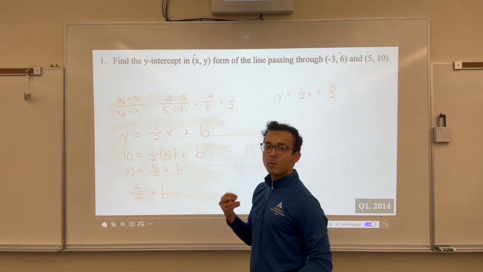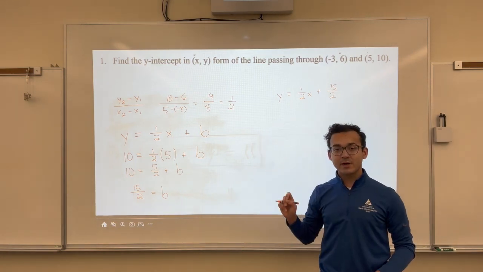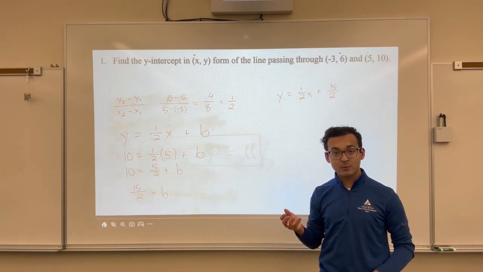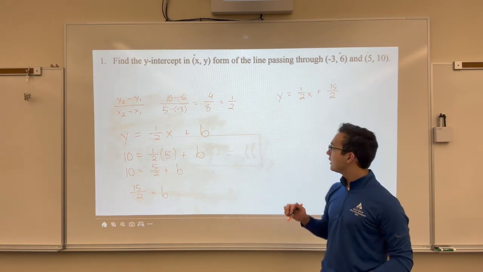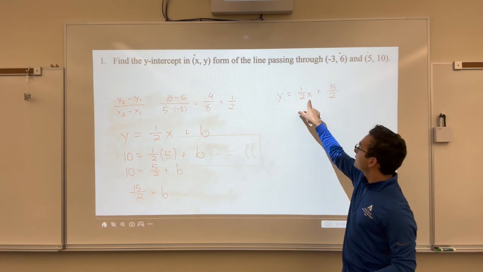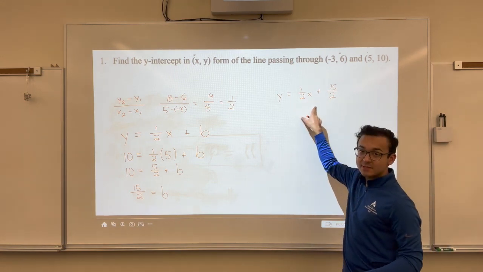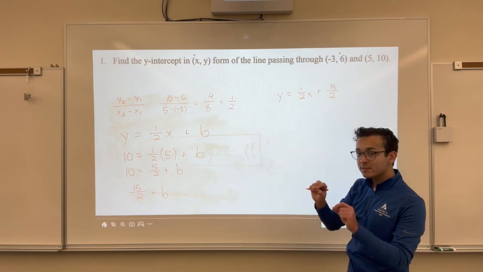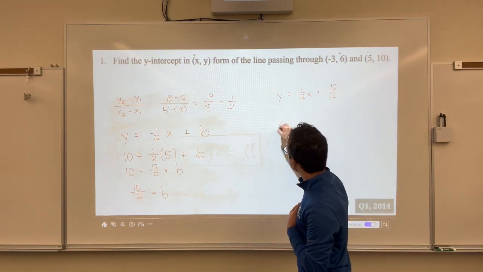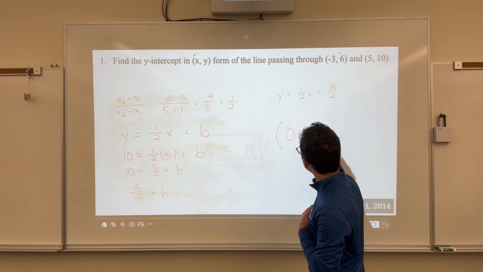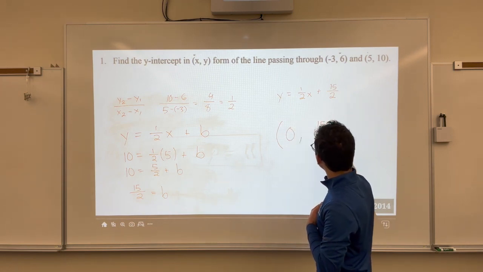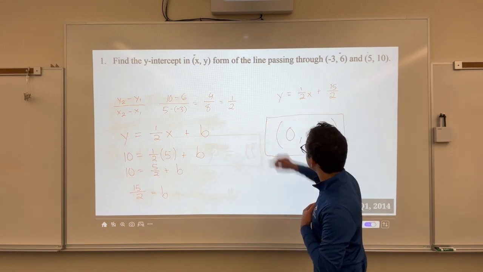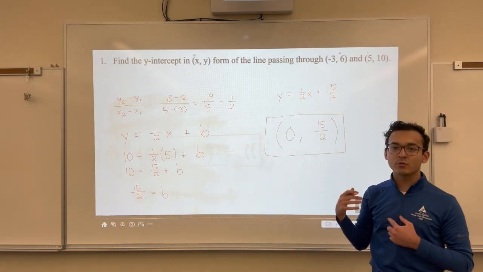Now we're solving for the y-intercept. The y-intercept is defined as when the line crosses the y-axis. In other words, when x is 0. So, of course, when we plug in 0 to this, we get 15/2 as an output, because this is our y-intercept here. So the point that we would report is 0, which is the x value, and 15 over 2, which is the y value. So our final answer to this problem is 0, 15 over 2.